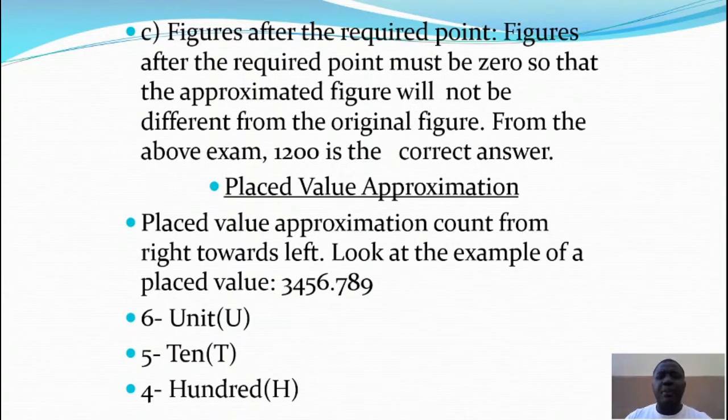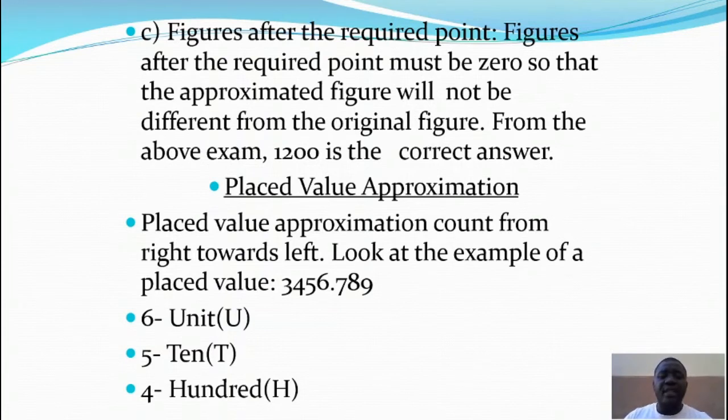So now let's look at approximation by place value. What do we mean by place value? Sometimes in approximation, they might ask you to round a number to the nearest 10, to the nearest 100, to the nearest 1,000, to the nearest million, to the nearest billion. This is the technique you use. What is it? Place value. You see that every figure in a number has its place value.